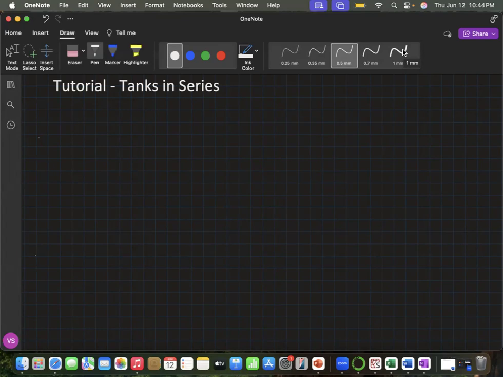Let's attempt another tutorial of solving differential equations. And this time we are going to solve multiple differential equations. For that, the system that I have considered over here is tanks connected in a series. So the system basically looks something like this.